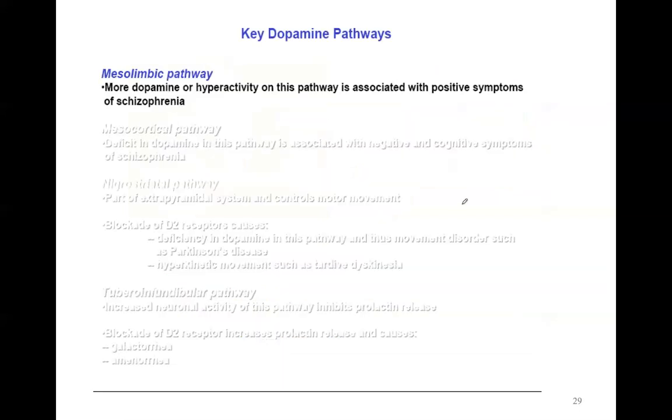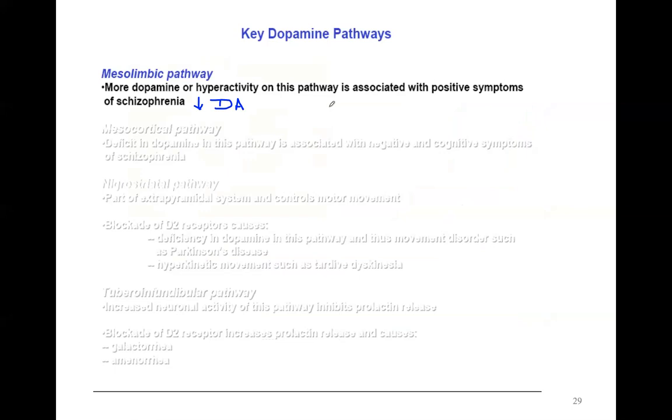So what we find is in the mesolimbic pathway, we have dopaminergic hyperactivity, and that's associated with positive symptoms. So what we want to do is decrease dopamine. Okay. So by decreasing dopamine, that should help with the positive symptoms.